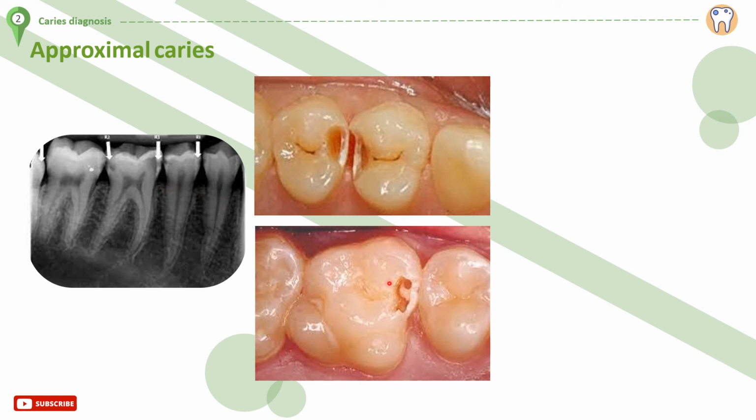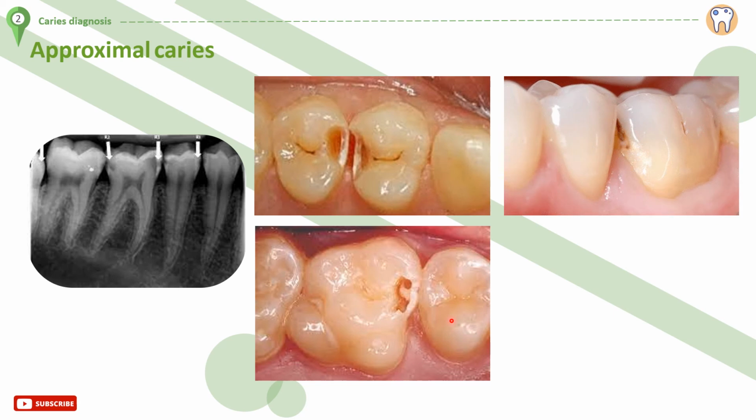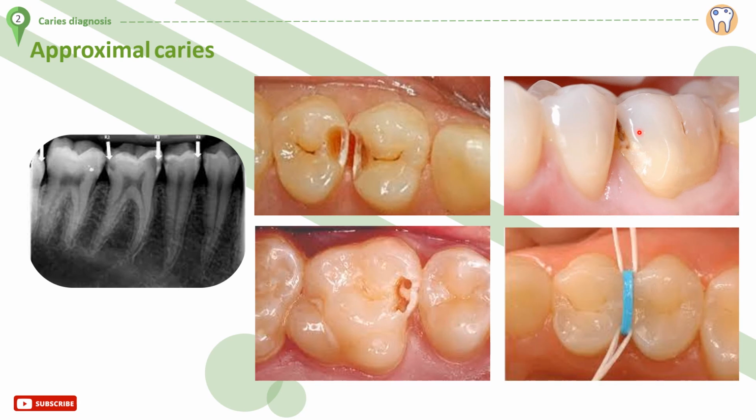If in doubt whether an approximal lesion has cavitated or not, an elastic orthodontic separator may be fitted for 3 to 7 days to allow surface visualization. Then, teeth tend to return to their original position.